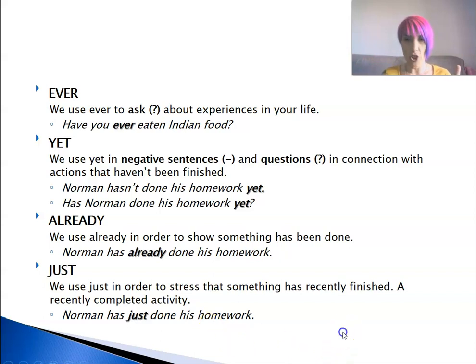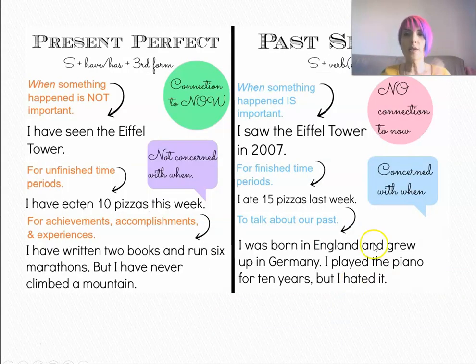Right? Good. So, what's the difference between the present perfect and the past simple? The present perfect is normally used when when something happened is not important. We do not necessarily focus on when something happened, but on the result. Right? I have seen the Eiffel Tower. When? We don't know. We don't care.